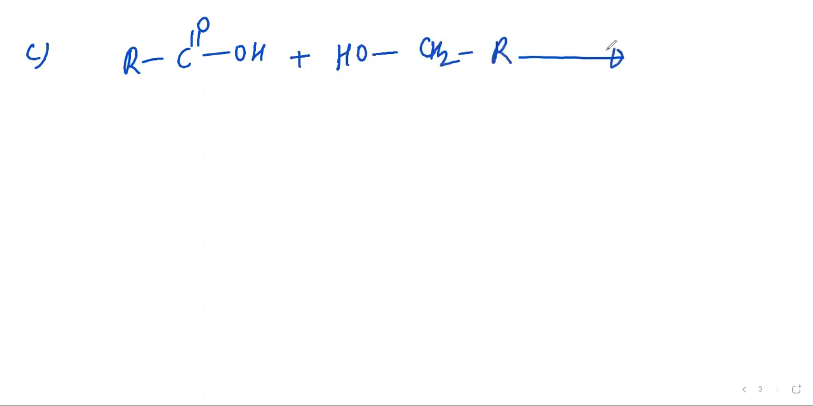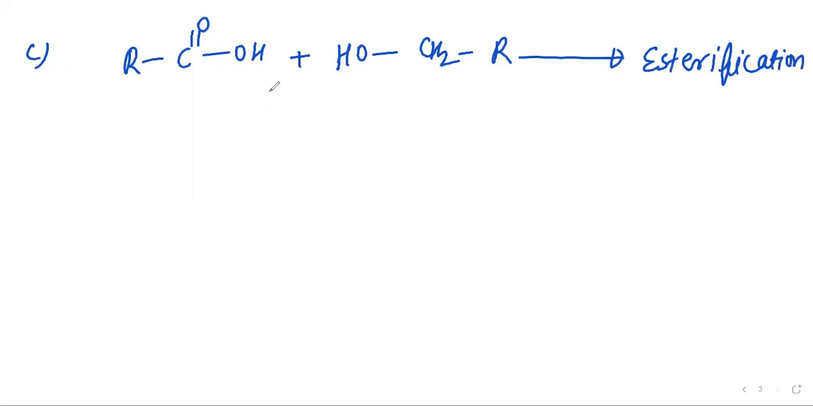Previous one is also asked in 2021. Now next C is RC double bond OH when it reacts with HOCH2R. So this is called esterification.